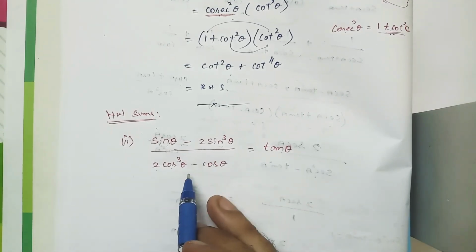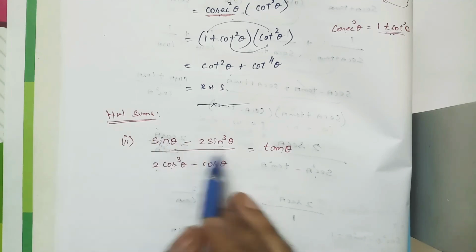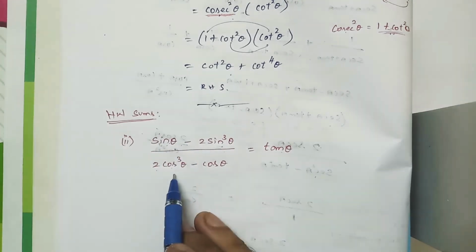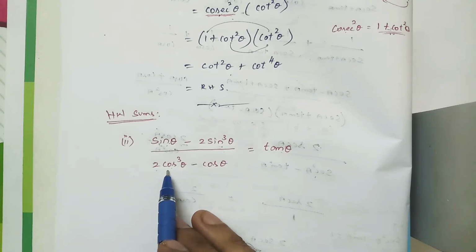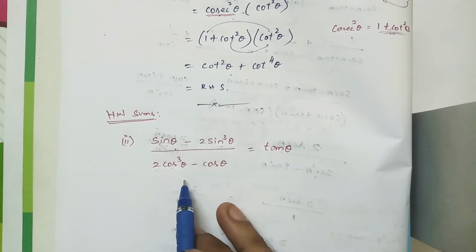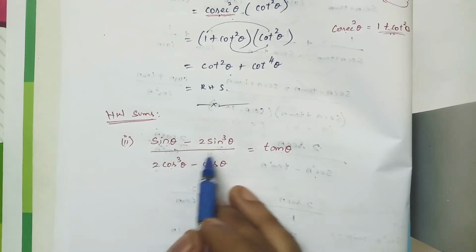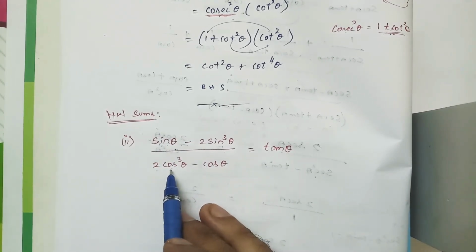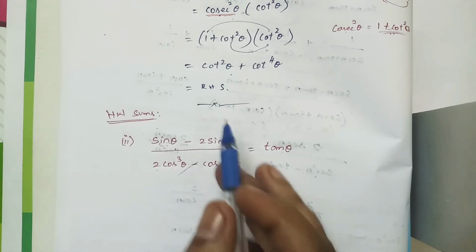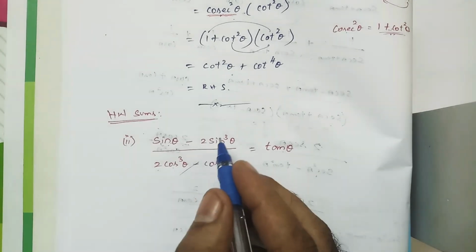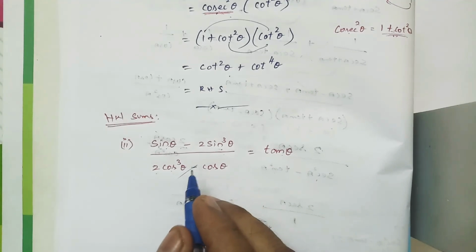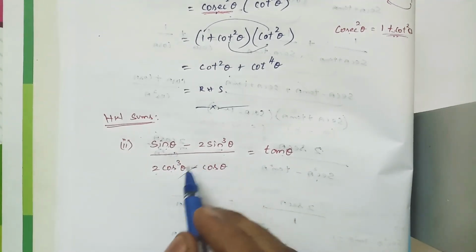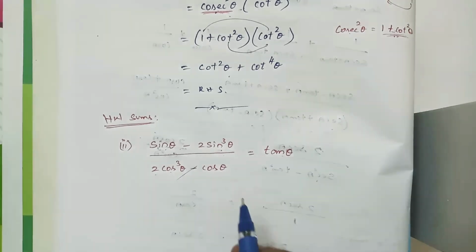But we can't cancel directly, because how will we get it? Sin into 1 minus 2 sin square theta in the numerator, and in the denominator 2 cos square theta minus cos theta. Here sin, here cos. So better you convert this sin square in terms of cos square, or in the denominator convert this cos square in terms of sin. Then we'll get the final solution. What is that? Sin by cos is equal to tan theta, right? We'll cancel and we'll get tan theta. Thank you.